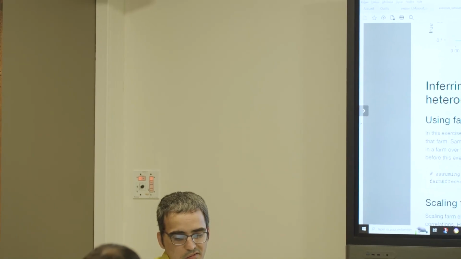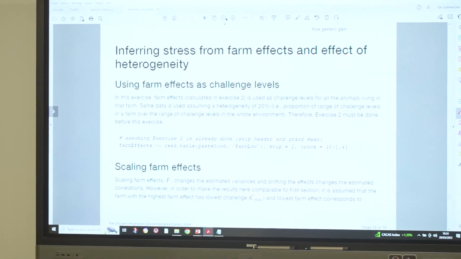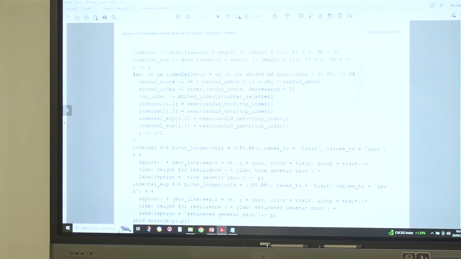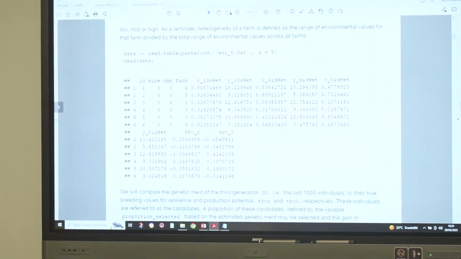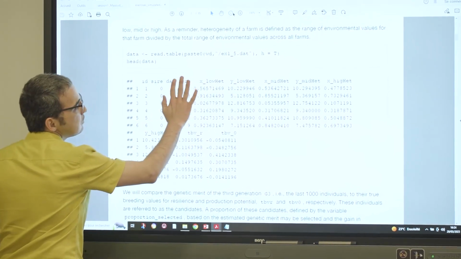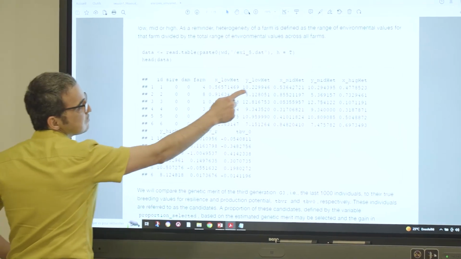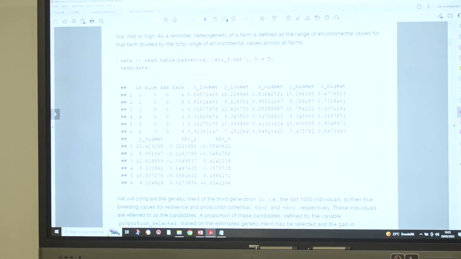OK, so in the next exercise, I am going to assume that I do not have the challenge levels, but I only have the farm effects. So in the master data, in this file, I'm going to remove the X and only keep farm. So I will have ID of the individuals, farm of the individuals, and only their Y. Only these 3 columns.